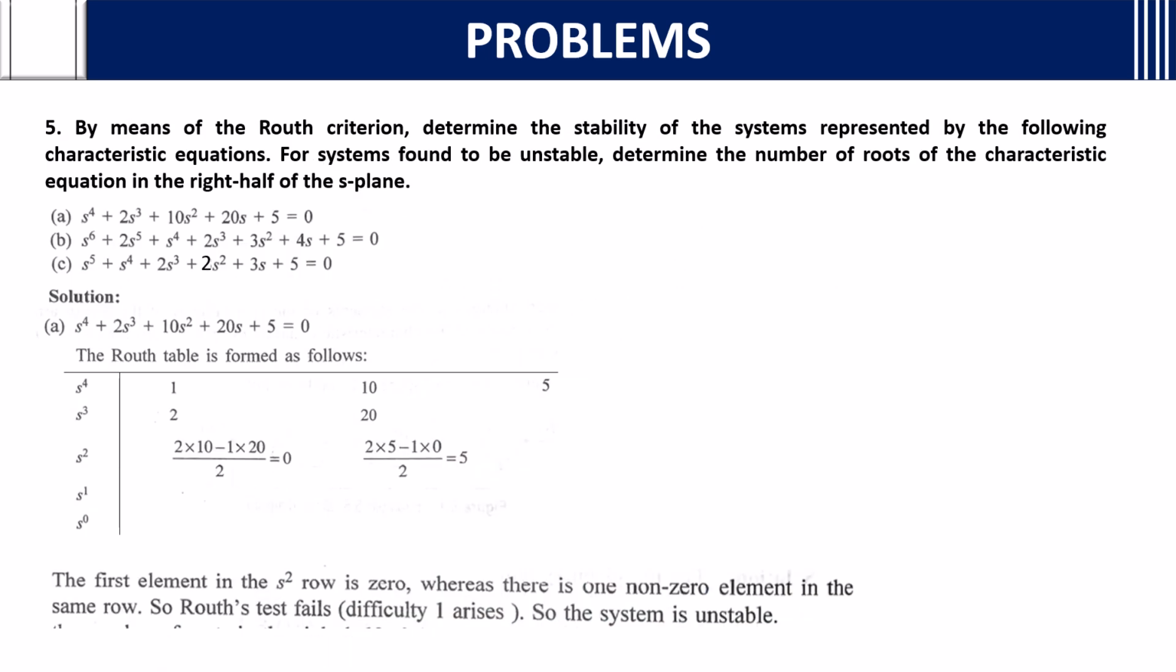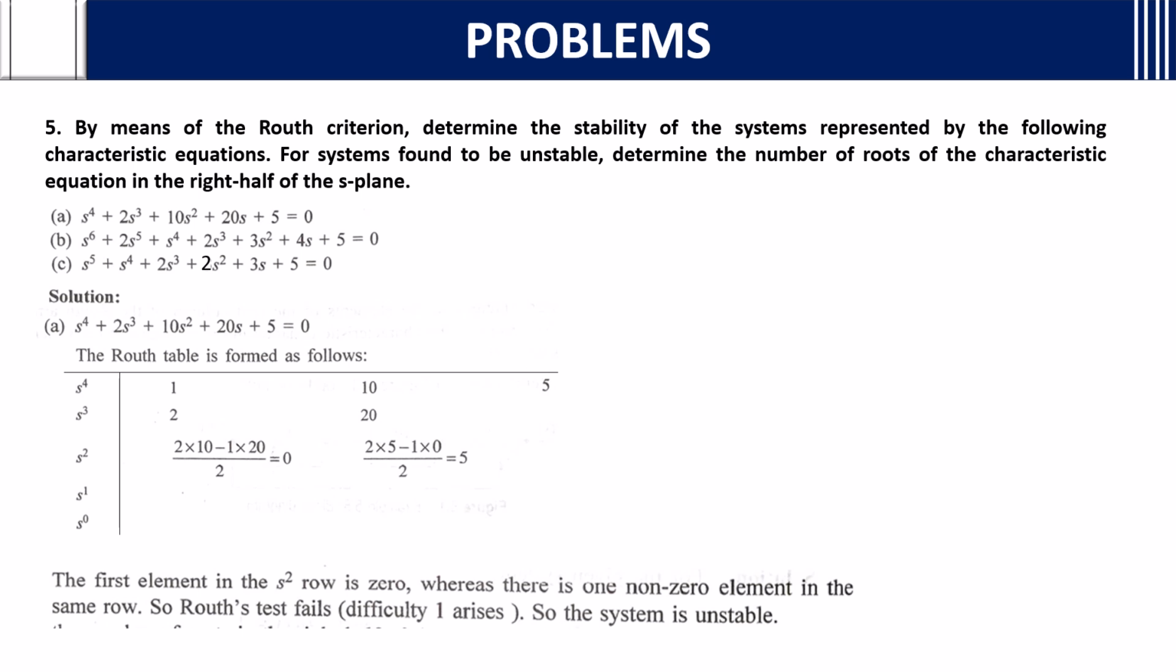Next question. By means of the root criterion, determine the stability of the systems represented by the following characteristic equations. For a system found to be unstable, determine the number of roots of the characteristic equation in the right half of the S plane. They are asking for the stability, and if it is unstable, we need to find the number of roots present in the right half of the S plane.